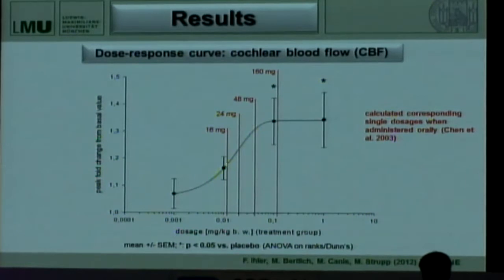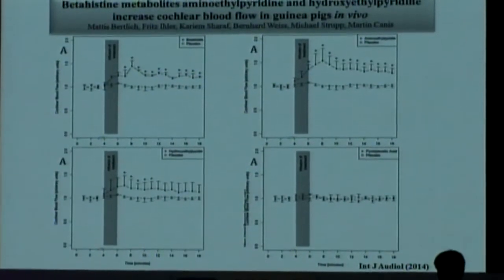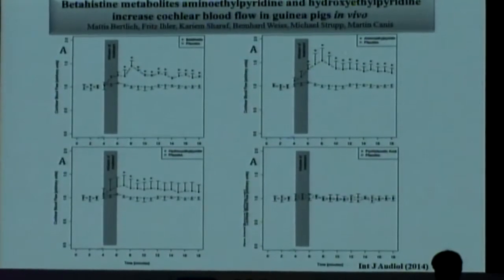Interestingly, in the range in which we increased the dosage over the last 8 years, up to 160 milligrams as single dosages, there was a maximum increase of blood flow up to 1.35. This is just a correlation. It does not prove that that's the mode of action. More recently, we looked at the different metabolites of betahistine, and there's one metabolite which is even more effective, increasing cochlear blood flow up to 1.5, but this metabolite has only a short half-life.